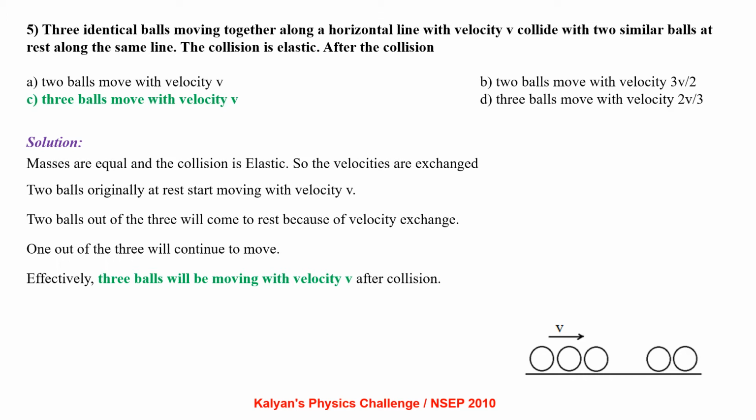The masses are equal and the collision is elastic, so the velocities are exchanged. Two balls originally at rest start moving with velocity v. Two balls out of the three will come to rest because of the velocity exchange. One out of the three balls will continue to move. Effectively, three balls will move with velocity v after collision.